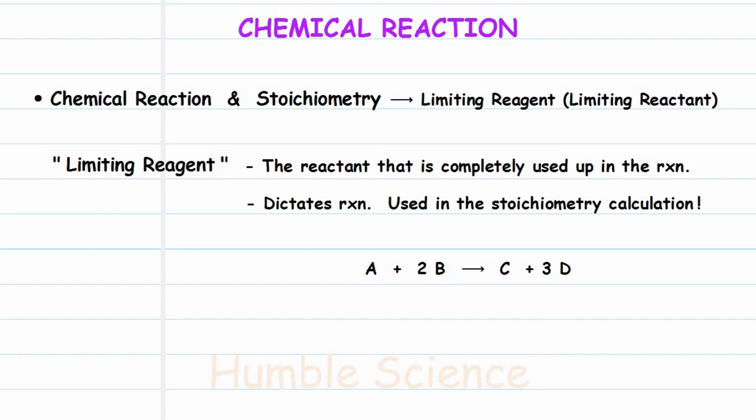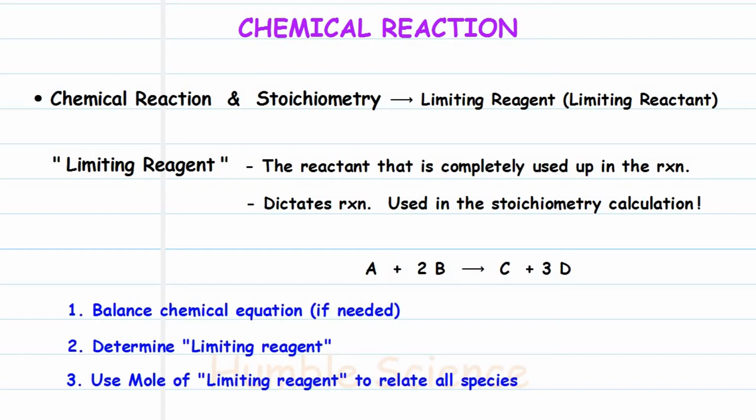Limiting reagent here will be either A or B, whichever one will be used up first in the reaction. In order to deal with this type of question, first we have to balance the chemical equation or make sure that it's already balanced. Then we will determine the limiting reagent, and then we will use more of that limiting reagent to relate all the species or use it in the calculation.